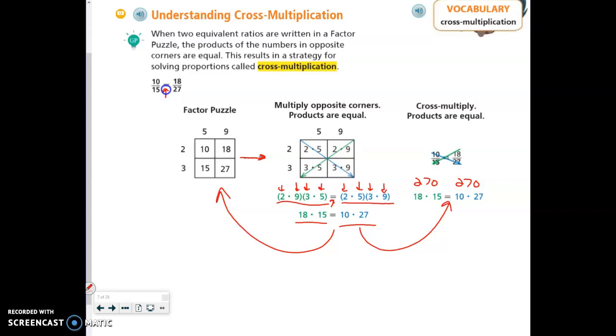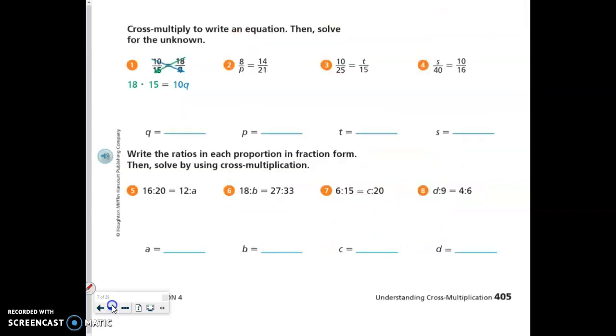Now here's where the algebraic piece of this comes in. What happens when we end up with a proportion that is missing a piece, or we're trying to find the missing part of the proportion? The same process will work. We just have to set up an equation. So here's the equation that they've set up for us. Notice that there are 3 of the 4 pieces that we saw on the last page. We've got the 18 times 15, which we also know at this point to be 270.